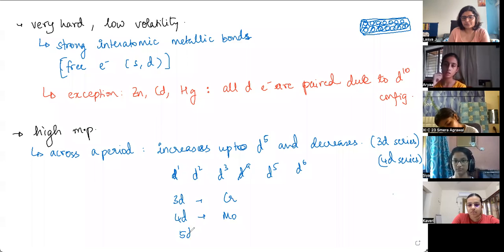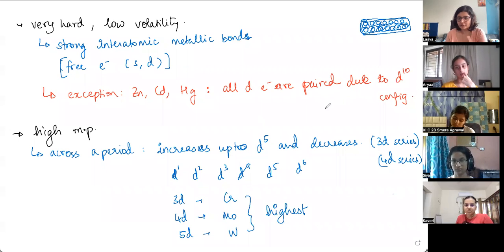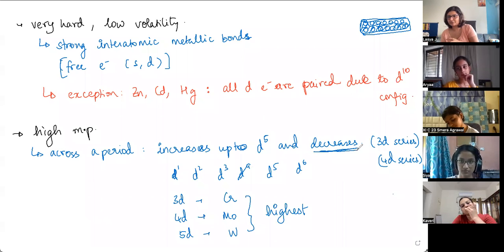And in the 5d series it is tungsten, so these are the highest. The concept remains the same: more unpaired electrons means stronger bonds, which in turn affects the melting point. Stronger bonds means it takes more energy to melt it. Once pairing starts, the number of unpaired electrons, which means the number of electrons available for freely roaming around, starts decreasing, and that causes the decrease afterwards.